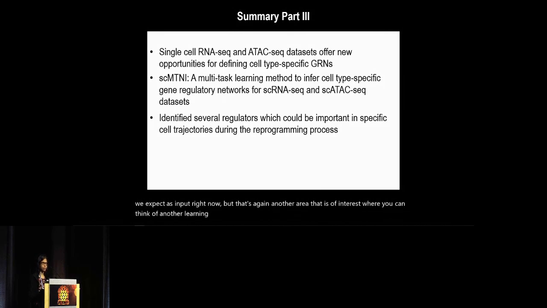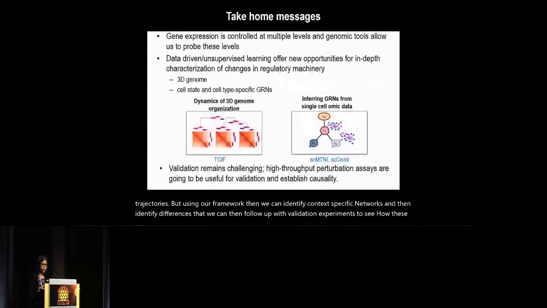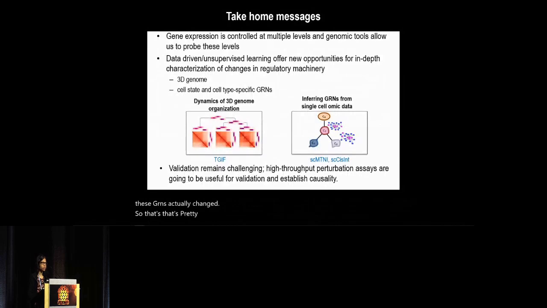But there are many methods that are out there to look at trajectories. Using our framework, we can identify context-specific networks and then identify differences that we can follow up with validation experiments to see how these GRNs actually changed. So that's pretty much it. So just back up at the gene regulation, multiple levels of control. All of these offer examples of unsupervised learning problems, and I talked about two of these.